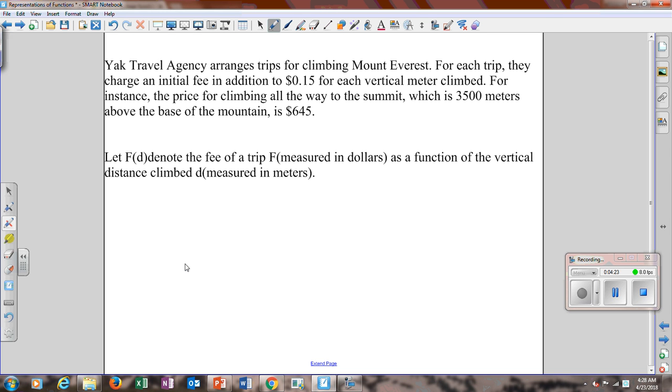Here's a fun fact about Mount Everest. Did you know they don't bring the bodies down? Anybody who climbs it and dies up there, they just leave them up there. If you Google bodies of Mount Everest, you can find all these.